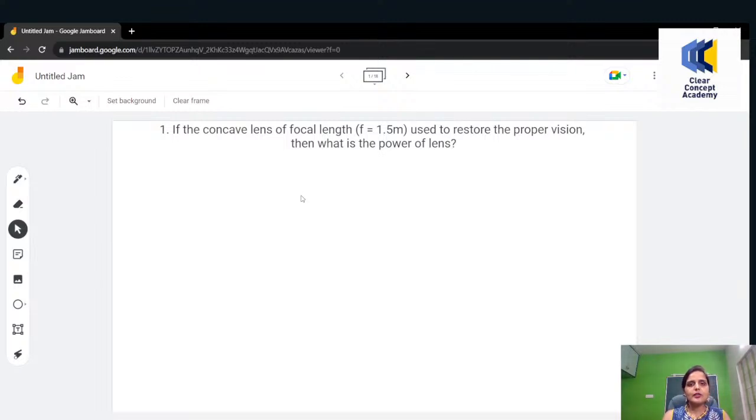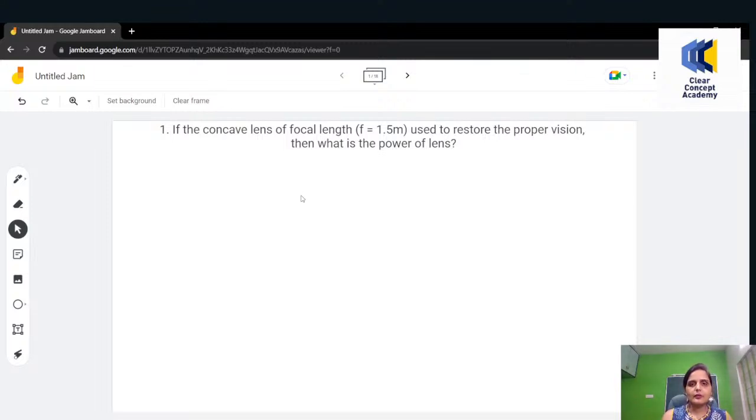Now we know that the human eye itself has a lens in it, and a healthy human being has a healthy lens in his or her eyes. But sometimes due to age or some other problems, we observe defects in the human eye lens, and it needs certain kind of correction. So what are those defects? The defects are myopia, which is nearsightedness, hypermetropia, which is farsightedness, and presbyopia.